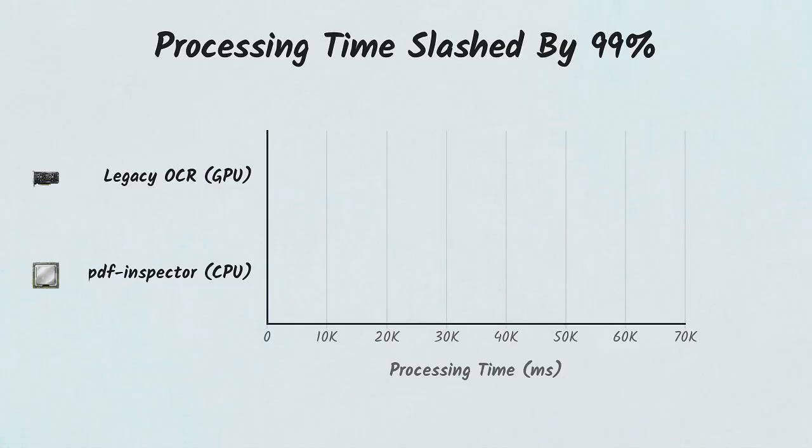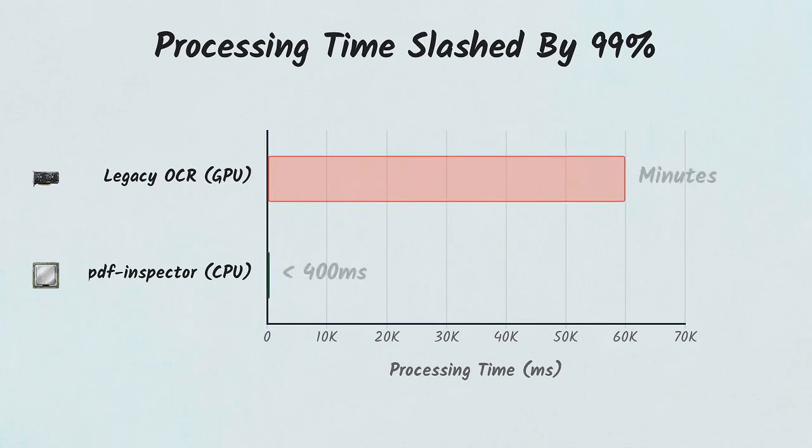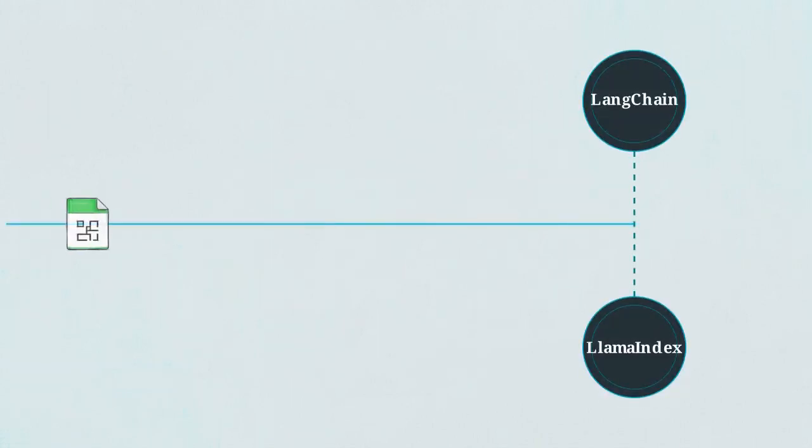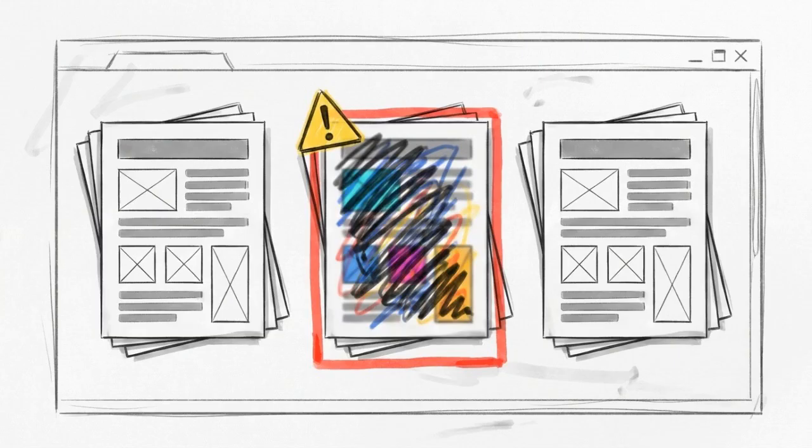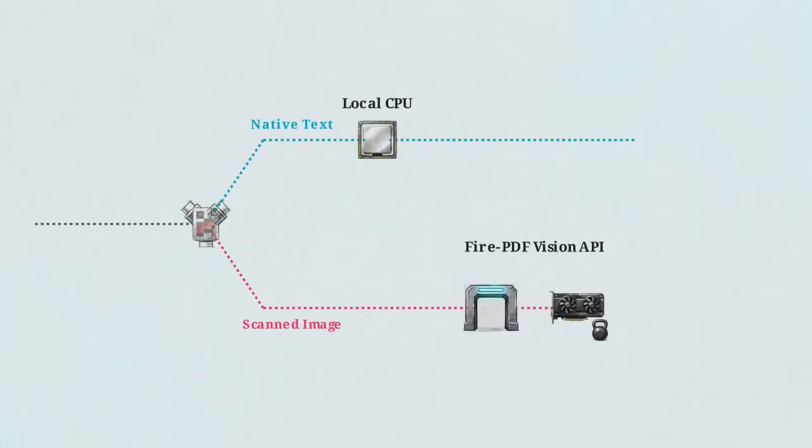This chart shows the exact time savings. Legacy OCR frameworks take minutes to parse a document. PDF Inspector completes the same page in less than 400 milliseconds. Your next step is to load this finalized Markdown file directly into data orchestration frameworks like LangChain or LlamaIndex. For those complex scanned files you flagged earlier during the diagnostic classification, you selectively route those pages to a heavy vision API, like Firecrawl's FirePDF.